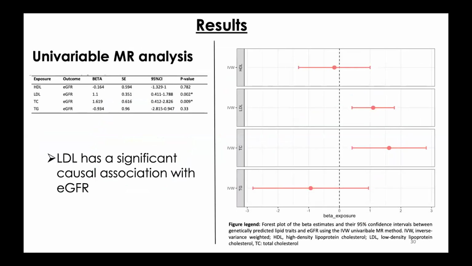Now, after taking care of the weak instruments, horizontal pleiotropy, and all the data harmonization, this is what we found. We see that LDL is causally associated with EGFR. But surprisingly, because we know LDL is usually termed bad cholesterol, here it's on the right. What is on the right means that it's increasing the effect. That means that 1 SD of LDL increases EGFR, and it shouldn't be like that. At least as we know biologically now, it shouldn't.